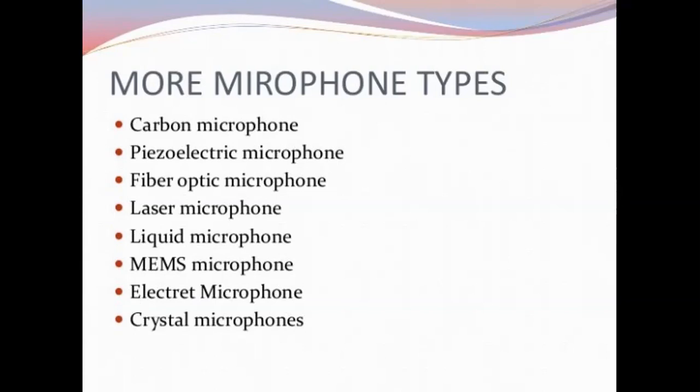Next, we have an electret. Electret microphone is a type of electrostatic capacitor based microphone which eliminates the need for a polarizing power supply by using a permanently charged material. An electret is a stable dielectric material with a permanently embedded static electric dipole moment.